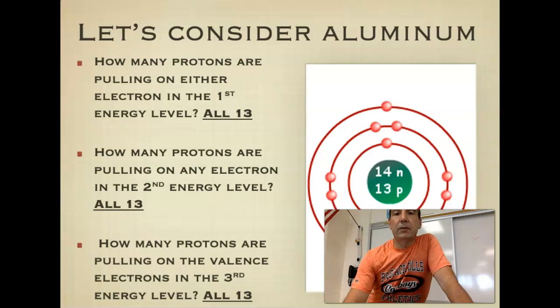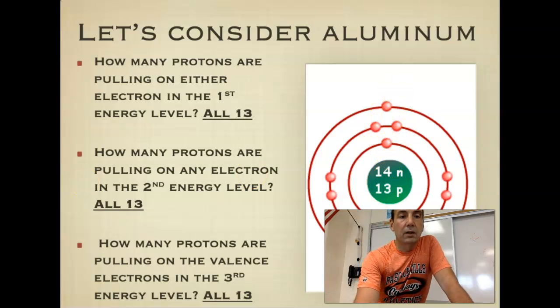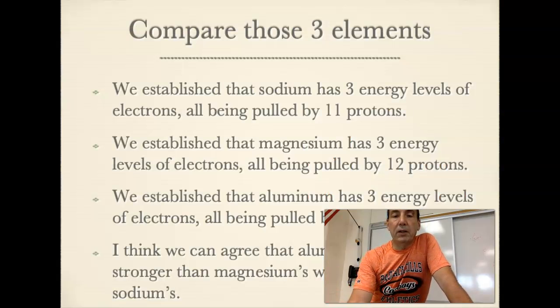Okay? Same thing if we talk about aluminum. Now it's 13 protons though. So each electron is being pulled by 13 protons. Okay? Now I know that seems a little redundant. I'm just trying to emphasize the point that, again, they all get pulled by the nucleus. Okay? So let's compare them.